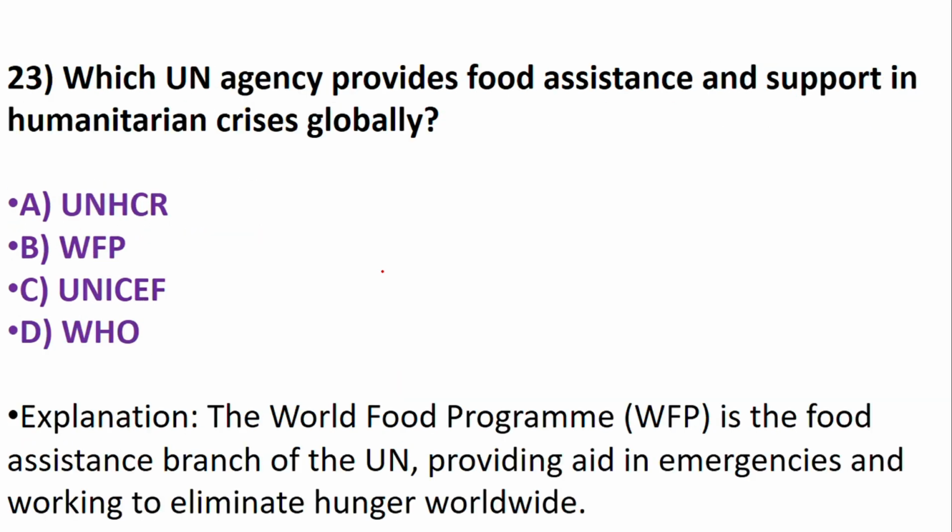Which UN agency provides food assistance and supports humanitarian crises globally? The World Food Programme is the food assistance branch of the UN, providing aid in emergencies and working to eliminate hunger worldwide. It provides food for areas with malnutrition, and during conflicts, crises, catastrophes and natural disasters. So it was the WFP.